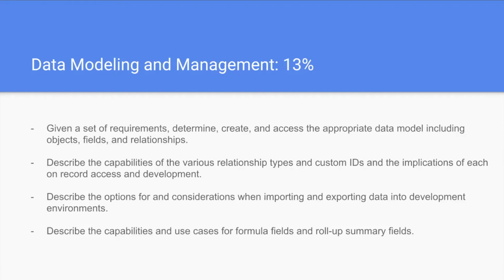And finally, with these relationship types, can you define the different situations where you'd want to use formula fields or roll-up summary fields? And can you describe the different types within each?